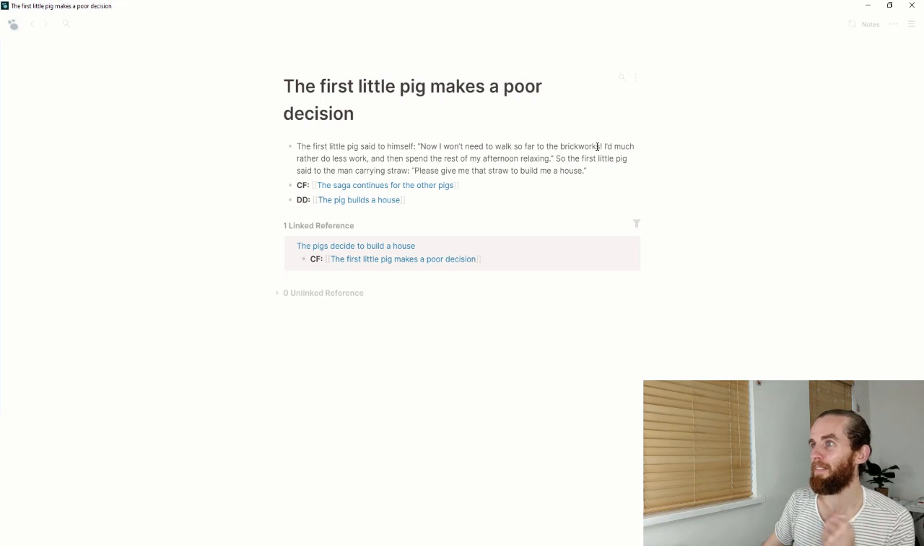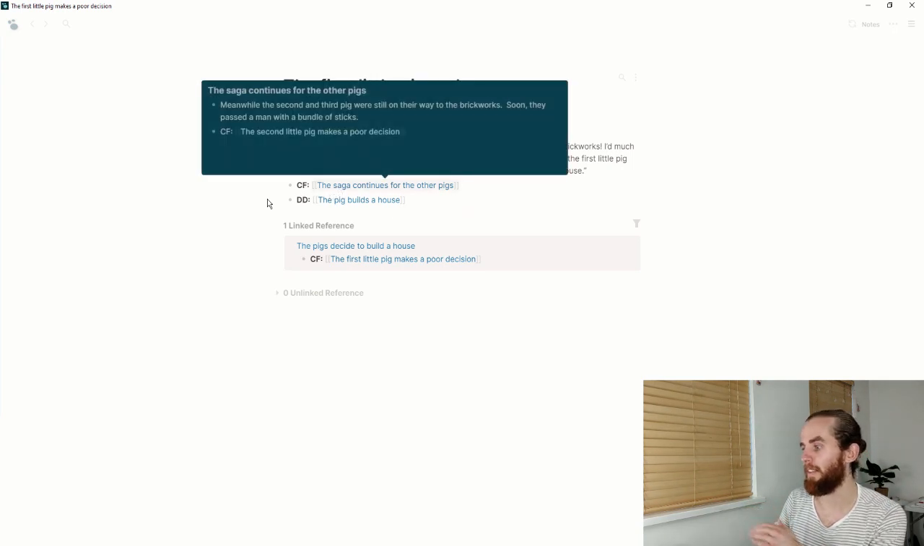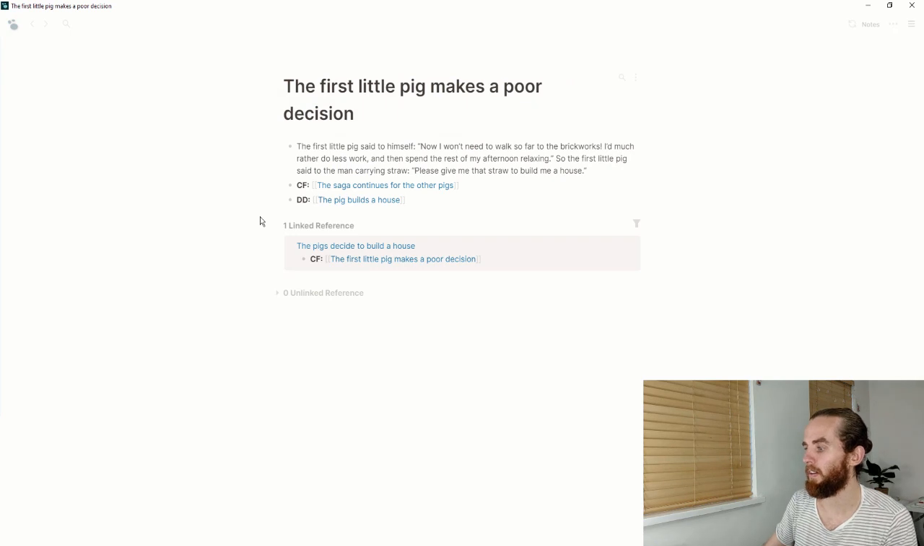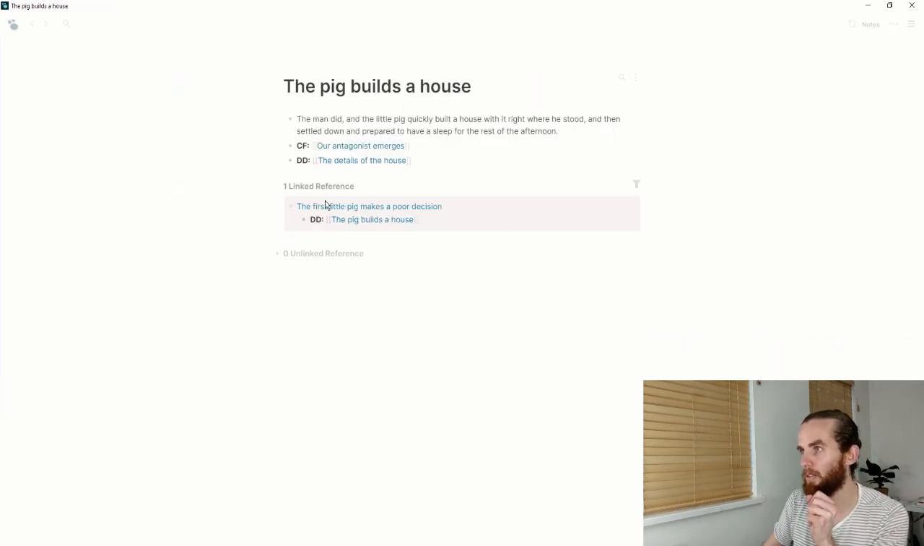So, the first little pig said to himself, I'm going to build the house now. And the continuation of the flow, whilst he goes about building his house, is that the saga continues for the other pigs. And this is the new preview function on the new Logseq version that you see there. But the drill down version of this, or getting into the story, is that the pig goes and builds a house. So if I go to the drill down, I can see, the man did give the pig the straw and he built the house and had a sleep.